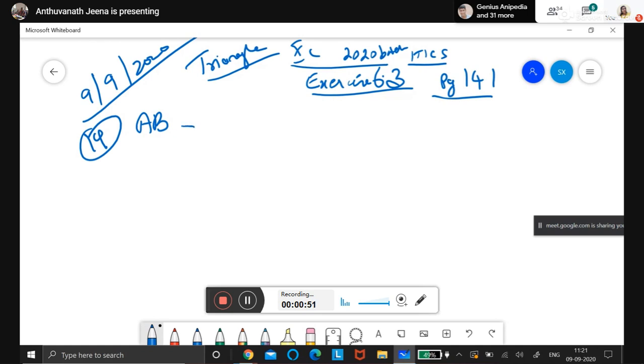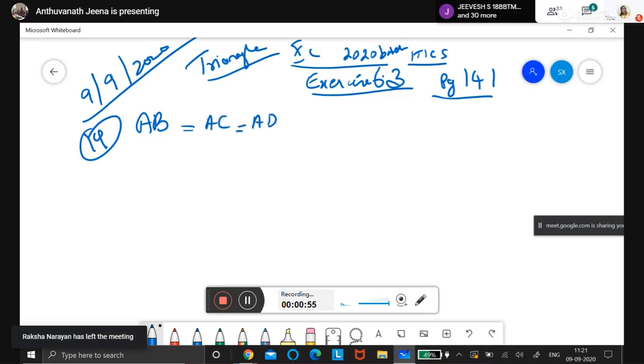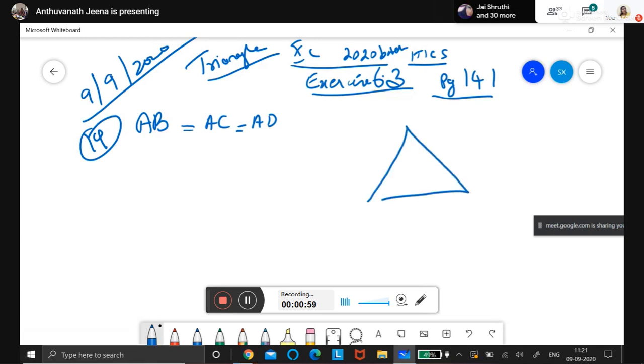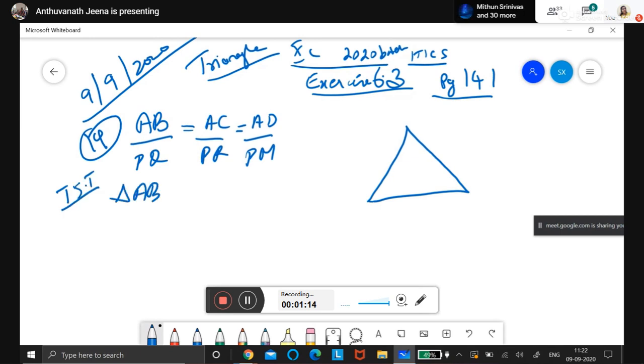Sides AB and AC and median AD of a triangle ABC are respectively proportional to sides PQ and PR and median PM of another triangle PQR. Show that triangle ABC is similar to triangle PQR. Very good. Thank you. See, now median is given.